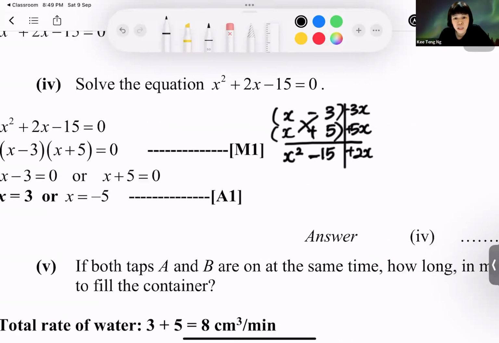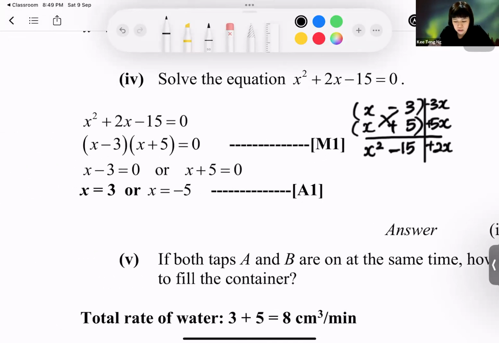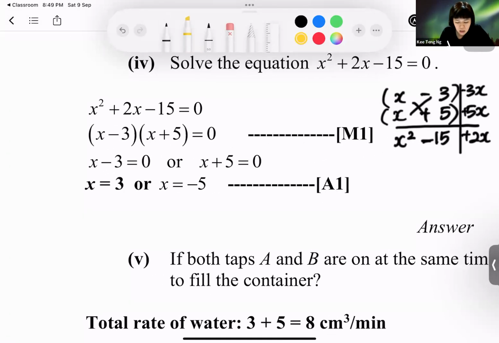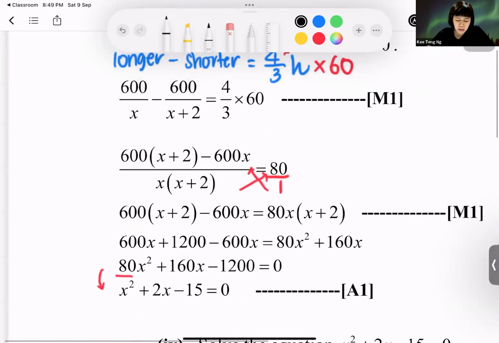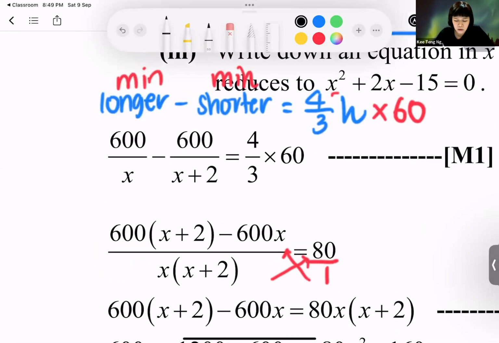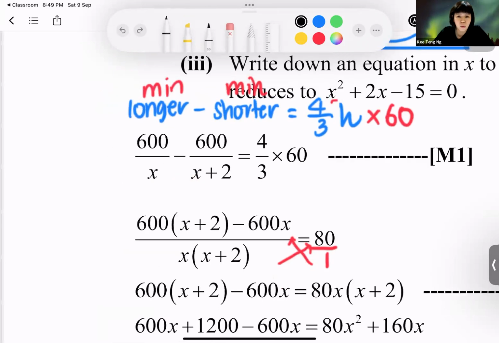Question only says solve the equation. They never asked me to reject anything. So both the answers are answers. Okay, unless you write an explanation why you cannot accept negative 5. Why is it that I cannot accept x equals to negative 5? Remember, x is a speed, right? So I cannot have negative 5 as my number of unit of volume or rate. How many cm cube per minute?